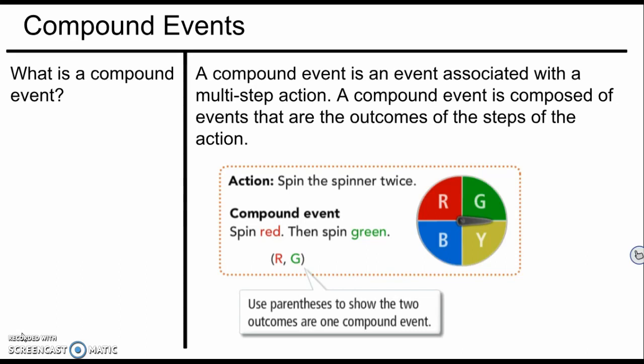For example, if our action is spin the spinner twice, which has 2 steps, the compound event would be spinning red and then spinning green. We use parentheses to show the 2 outcomes are one compound event.